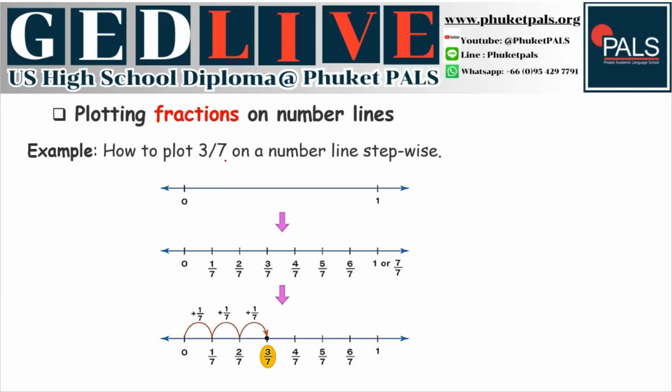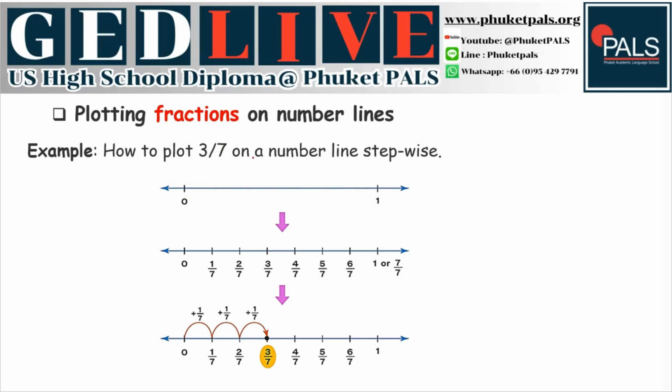Now, how will you plot a fraction on a number line? For example, 3 by 7. For that, you will have a number line from 0 to 1. And you can see there is a space between 0 and 1 here. You have to divide the 0 to 1 space into equal divisions.